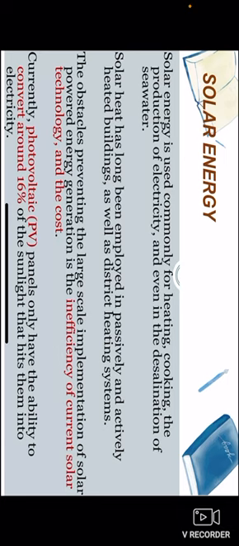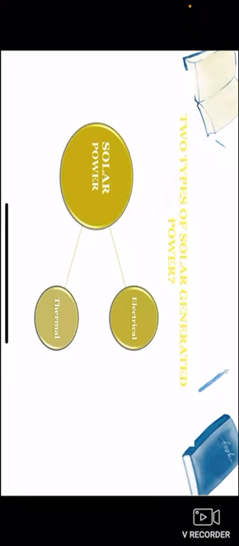Solar energy is used commonly for heating, cooking, the production of electricity, and even in the desalination of seawater. Solar heat has been employed in passively and actively heated buildings as well as district heating systems. Currently, PV panels only have the ability to convert around 60% of the sunlight that hits them into electricity. Solar energy is of two types. First one is electrical energy and second one is thermal energy.